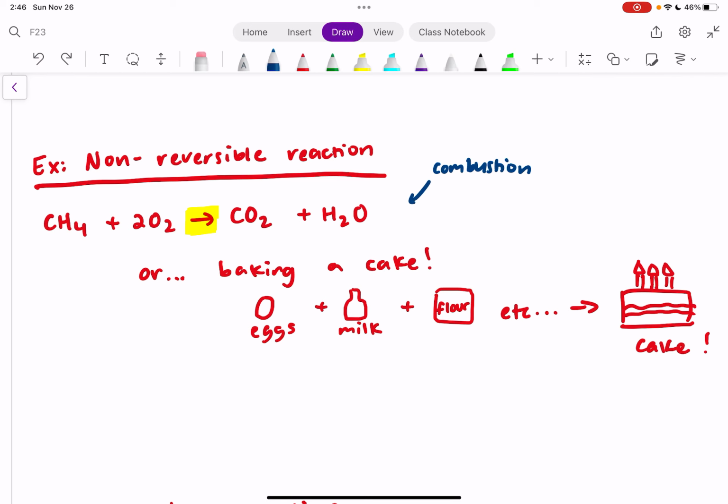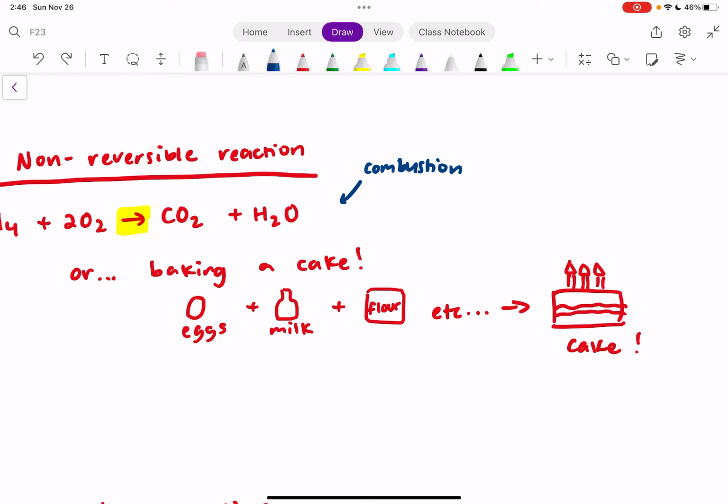It's a non-reversible reaction. Or you could think of something like baking a cake, right? I put in eggs, some milk, flour, sugar, whatever, etc., and I get out a cake. Is there any way to take this cake and back react it to make this stuff again? No, right? It's a non-reversible reaction. That doesn't happen. But there are some reactions that are reversible.